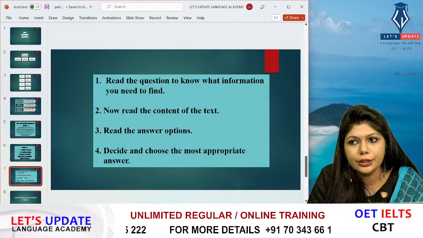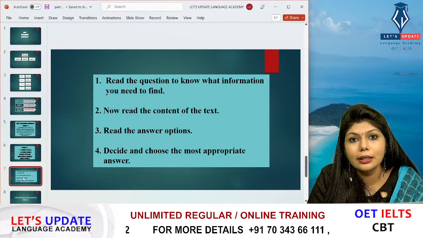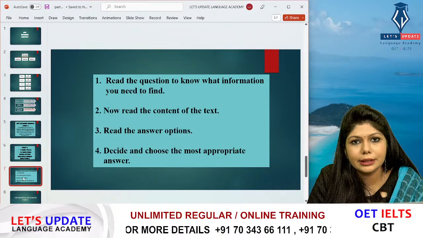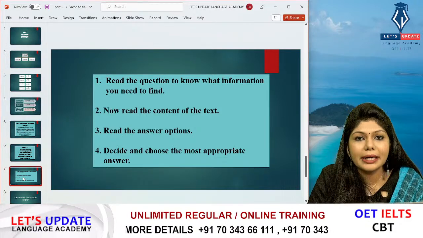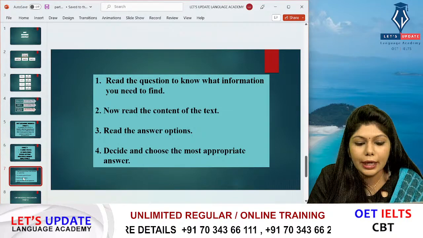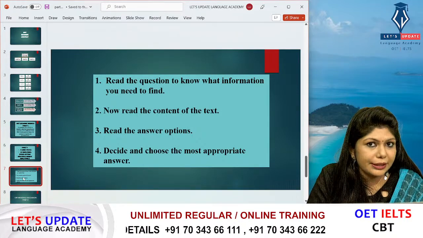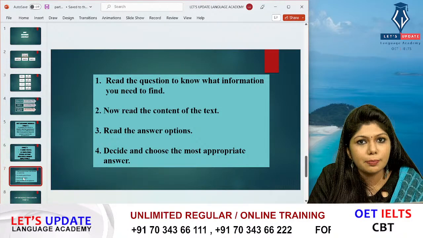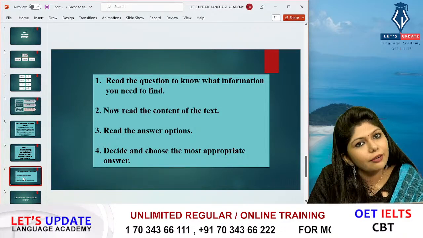So it's usually in order. You need not read the entire set of text like in part A to find the answer to each question. You just need to read the paragraphs in order. First you need to read the question, then read the paragraph. If it's the first question, read the first paragraph and find the answer to it.